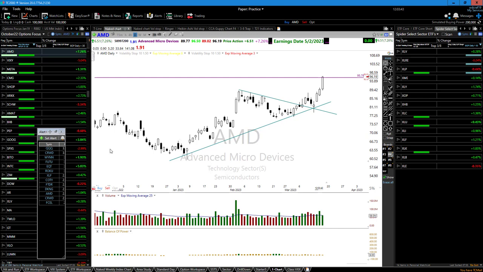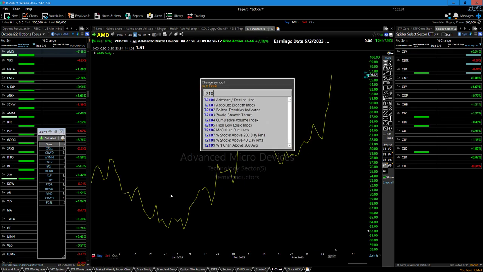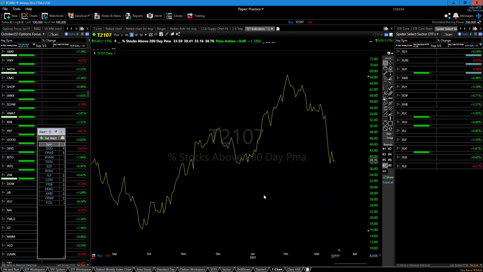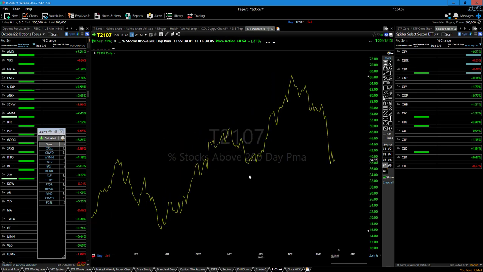Now, let's talk about T2107, T2108. Why do I look at these? These are more of the fundamental look at the charts. All this is a percentage of stocks above the 200-day moving average. Okay. Remember, guys, there's only so high we can go before we have to pull back. There's only so low we can go before we need to see a bounce.